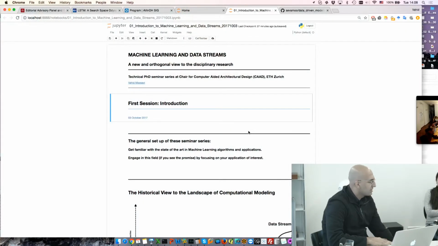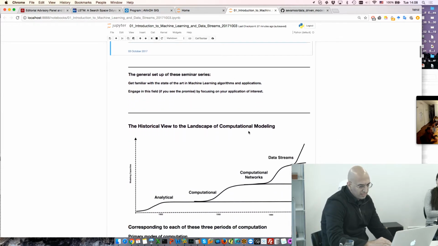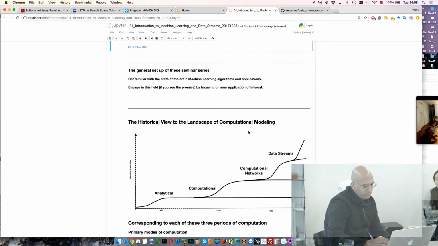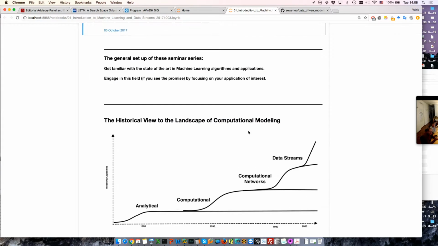So today I'm going to mainly introduce this topic, and then at the end I will tell you what the main topics are that we are going to talk about, and techniques and so on. So let's start first with how we look at machine learning and data streams, which is a hot topic nowadays. This has mainly been part of my PhD research, to try to categorize and sort out the current situation we have around computational modeling, with a focus on urban systems.